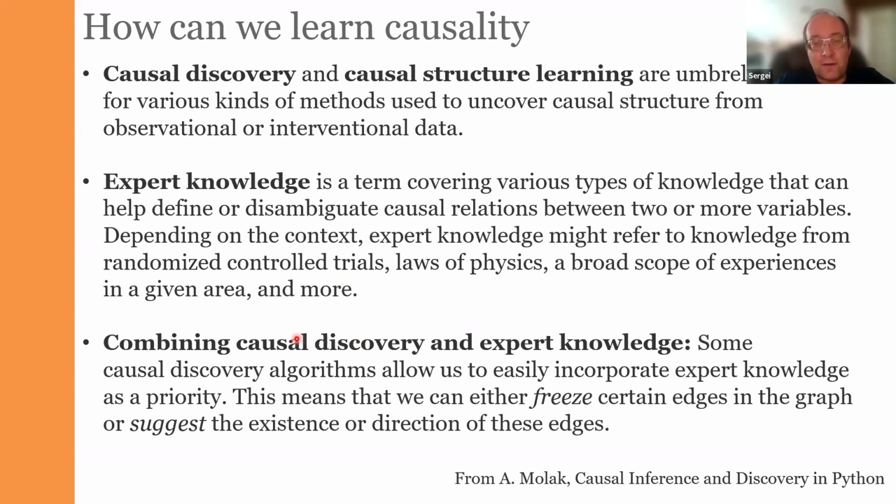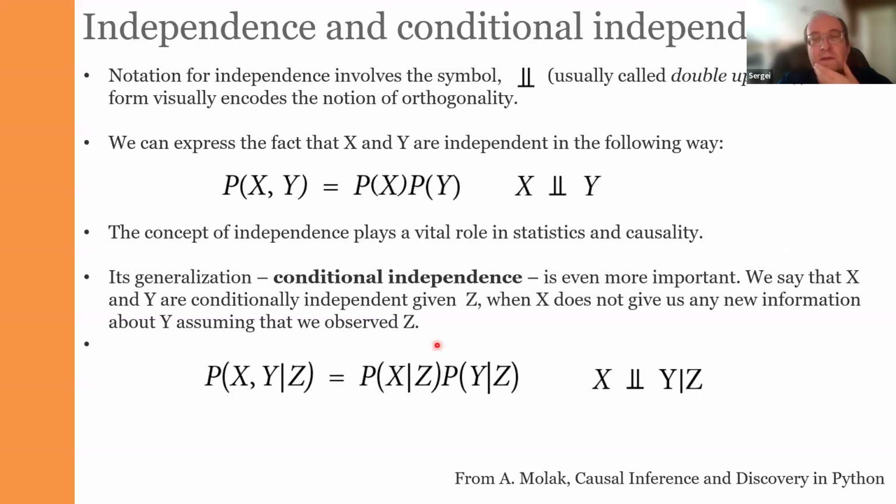So the idea is, of course, that if we want to use causal discovery, practically we need to synthesize the causal discovery methods like DoWhy, whatever, with the expert knowledge. And there are algorithms that actually allow us to do that. So we can combine the expert knowledge and the causal discovery tools.